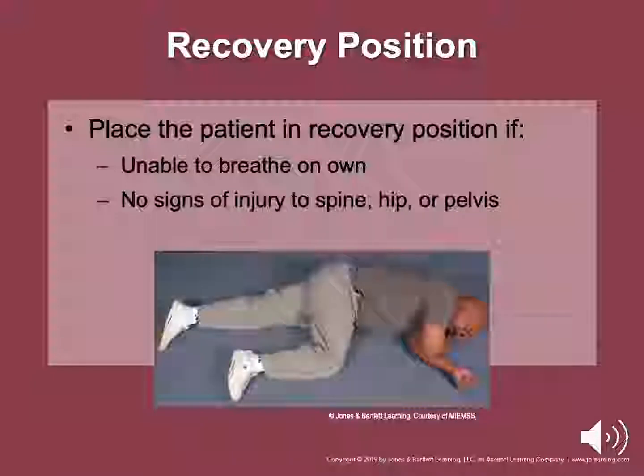The recovery position is used for a patient who is able to breathe on his or her own, showing no signs of injury to the head, spine, hip, or pelvis. It helps maintain a clear airway in a patient with a decreased level of consciousness and allows vomitus and secretions to drain from the mouth. So place the top hand under his or her cheek. Never place a patient who has a suspected head or spinal injury in the recovery position.